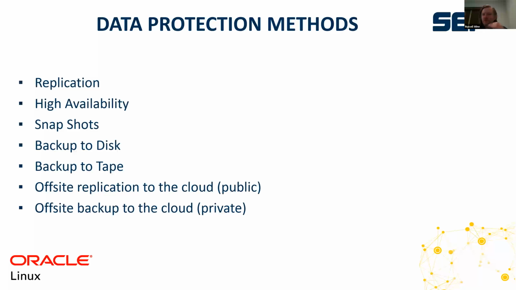Disk, whether solid state or spinning, is a great way to recover as a first stage. Backing up to tape is still a recommended solution for a true recovery from ransomware or malware attacks, or even offsite. Then we get to the next level, offsite replication to the cloud and offsite backup to the cloud, both public or private.